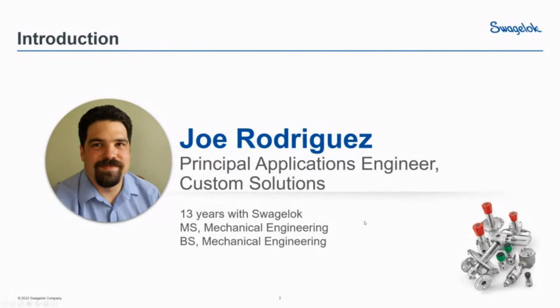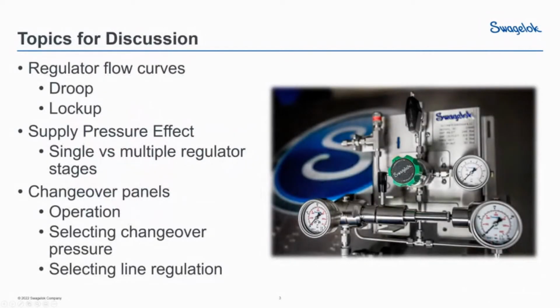Well, you've heard about the background, you've heard about what we're going to talk about, so let's dive right in. Here's a brief overview of the topics we're going to be going over today. We're going to begin with an exploration of regulator flow curves and some of the phenomena that we can pick up on those flow curves. Then we're going to talk about supply pressure effect in your regulators and how you can mitigate it using multiple regulation stages. And we're going to talk a little bit about changeover panels, how they work, how you may want to select your changeover pressures and line regulation.